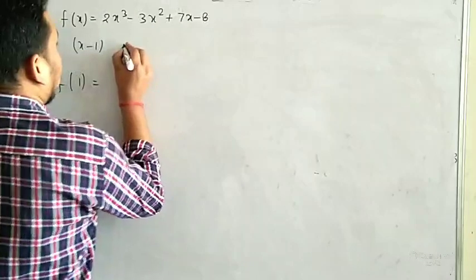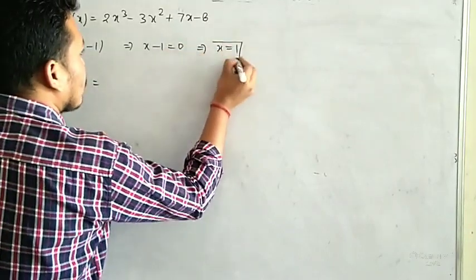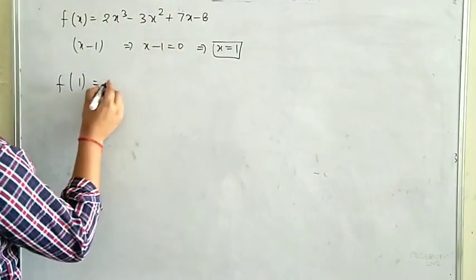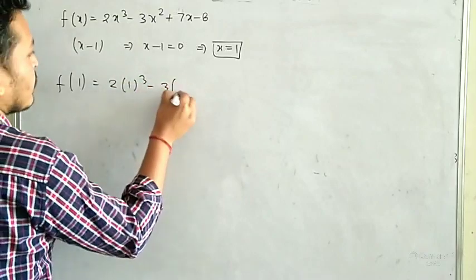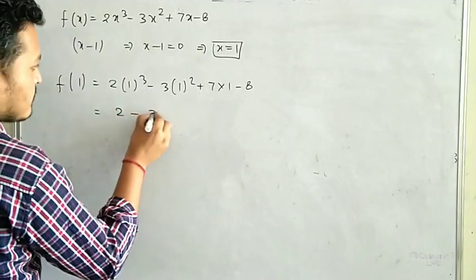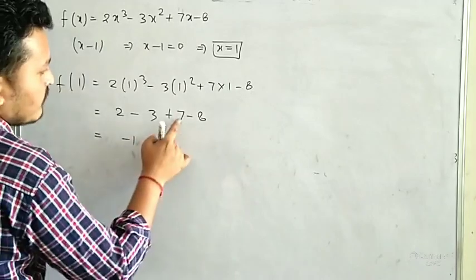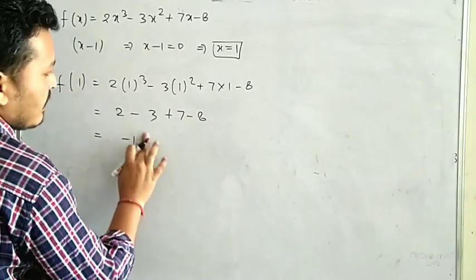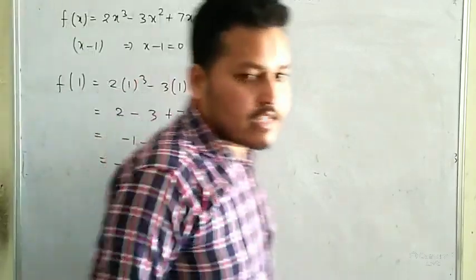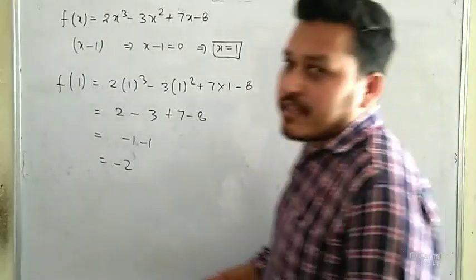Okay, so according to the question, putting x minus 1 equal to 0, we get x is equal to 1. So we can substitute this value x is equal to 1 in the given expression. Then 2 into 1 cube minus 3 into 1 square plus 7 into 1 minus 8. That is 2 minus 3 plus 7 minus 8. So 2 minus 3 is minus 1, and 7 minus 8 is minus 1. Minus 1 plus minus 1, the answer is negative 2. So this is the solution of this question. This is the remainder.